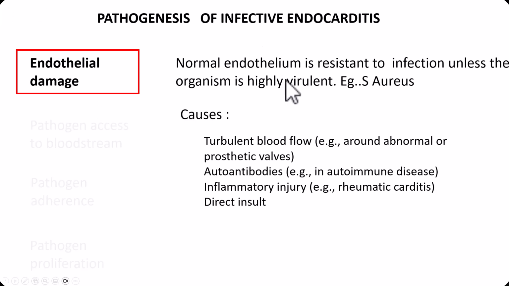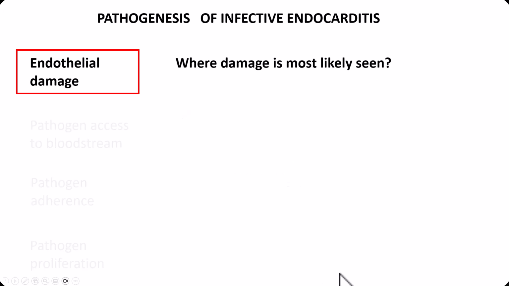So, what are the causes of endothelial damage? It could be turbulent blood flow, usually around abnormal or prosthetic valves. The damage can be because of autoantibodies, for example, in autoimmune diseases. The damage can be because of inflammatory injury, the most common being rheumatic carditis, which I'll be discussing in great detail in subsequent sessions. And endothelial damage can happen from direct insults as well, right?